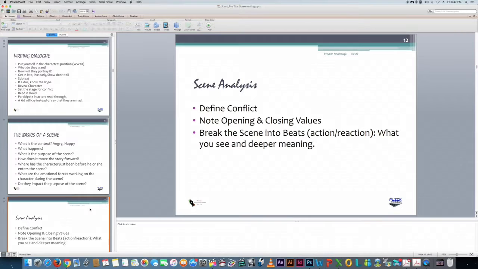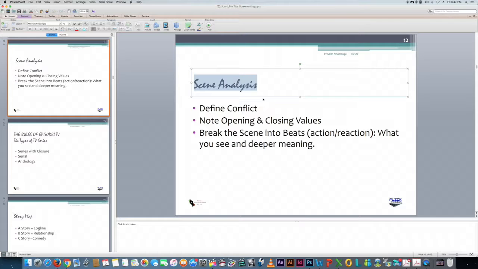What next? When you're analyzing your scene, yes, scene analysis, you have to know the conflict. I've already touched on that. And the opening and closing values. What kind of emotion was at the beginning, and what emotion are you achieving at the end?